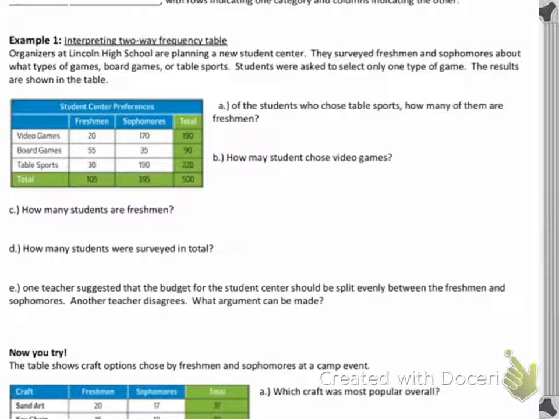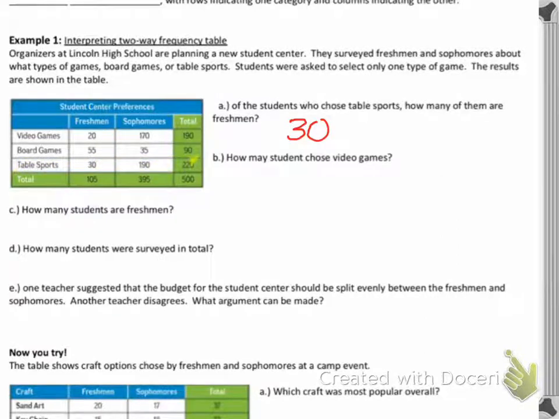So in question A, it says, of the students who chose table sports. So if I'm looking at my table, I'm looking at this row here. That's table sports, that whole row. How many of them are freshmen? So I would then look up here, and this is my freshman row. So 30 of them were freshmen. And then how many chose video games? And this is just how many students in general chose video games.